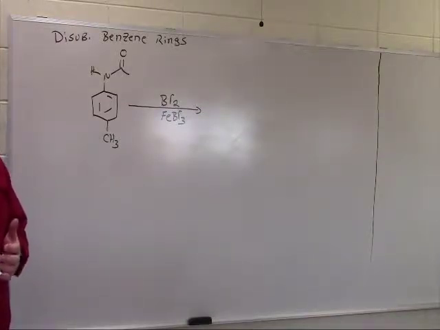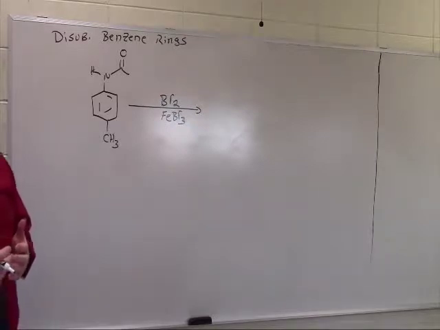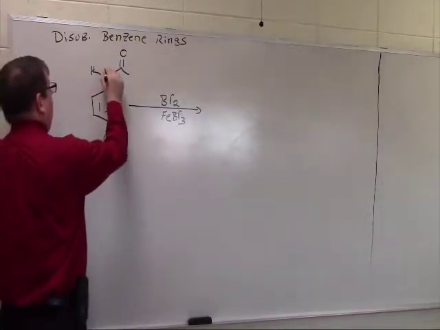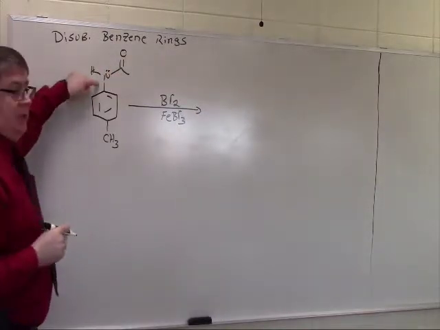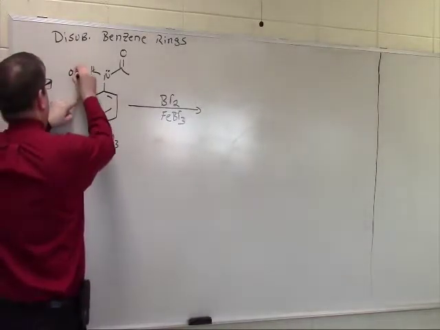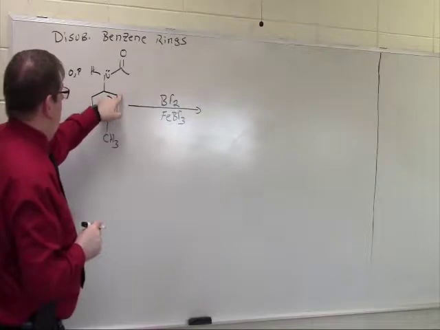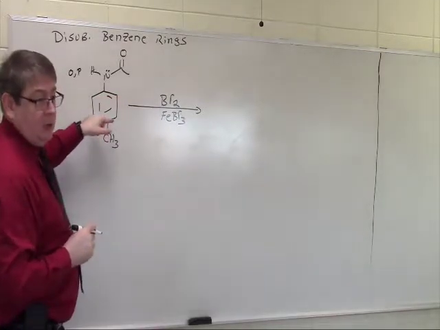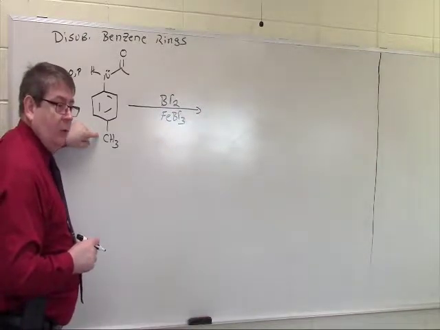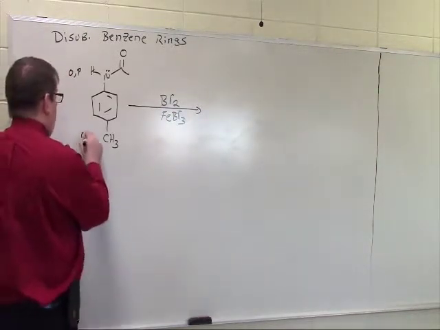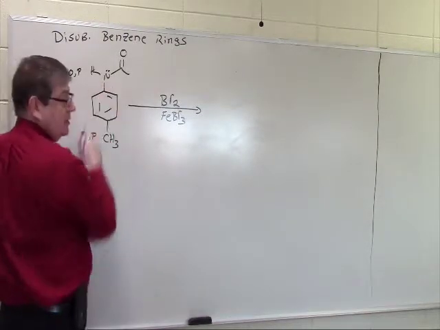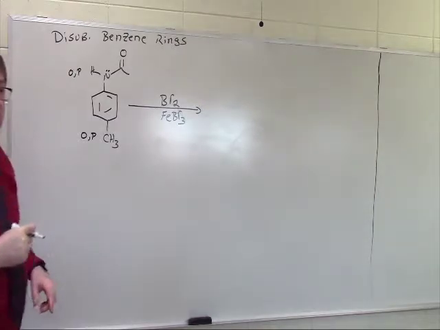Where are we going to put the bromine? What kind of a director is this? That's an ortho-para director. Meaning the bromine can either go here, here, but it can't go there because there's already something there, right? What kind of director is the methyl group? Ortho-para. Which means that the group can either go there, but not there because something's already there, right? So where do we put it?